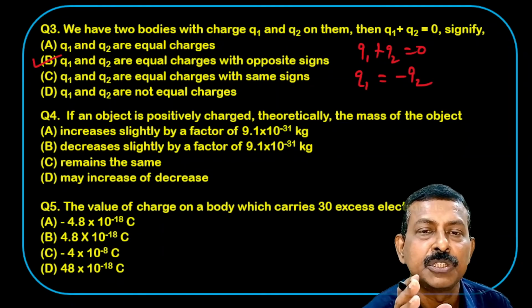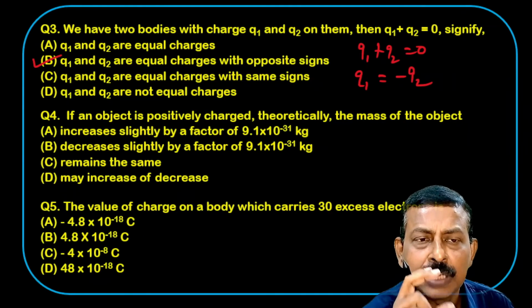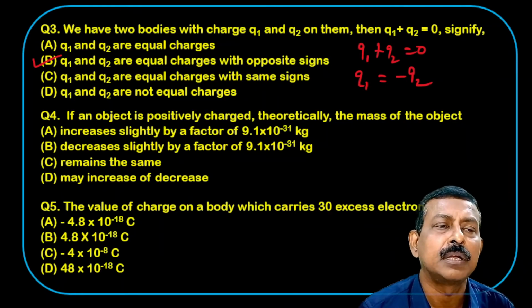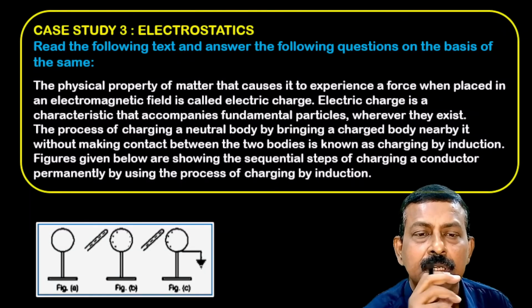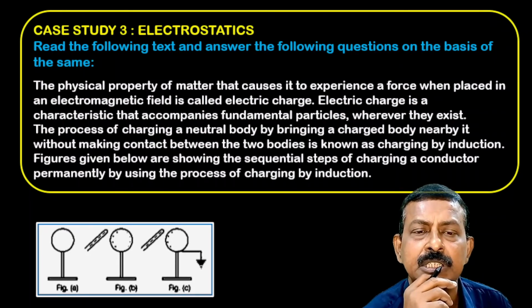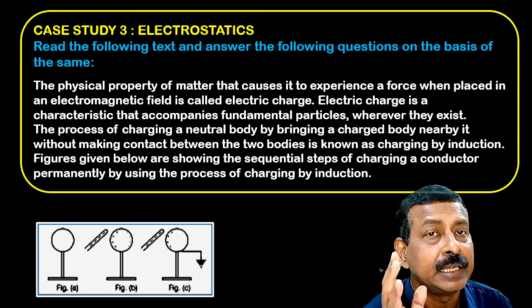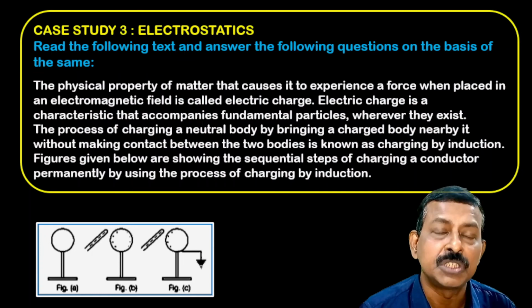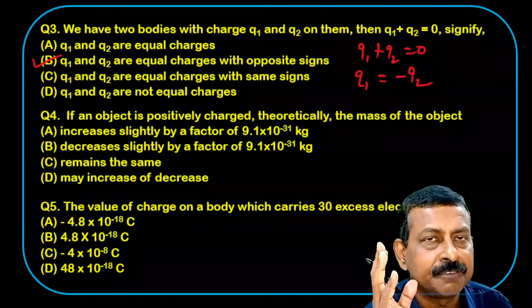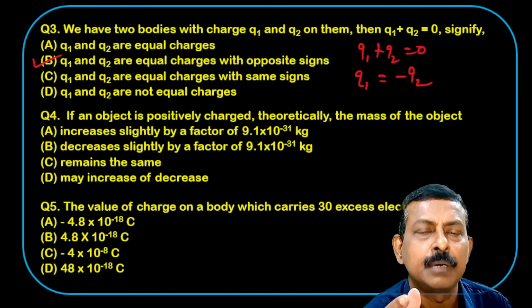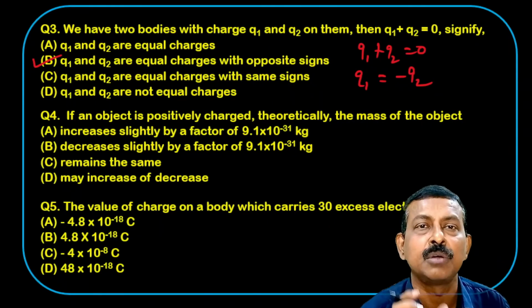If you look at this particular question, if Q1 plus Q2 is 0, what does it signify? The reference to that particular text is not required at all. The text for the case study which is given there is referring to the method of charging a body by induction. Of course, the question which is asked is enough to have a reference of that phenomenon, and you can answer this question without going through each and every line of that text.